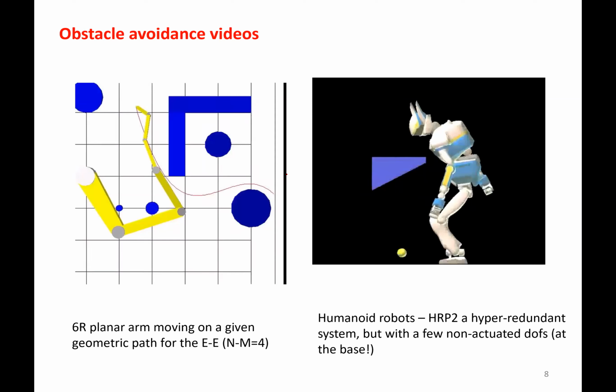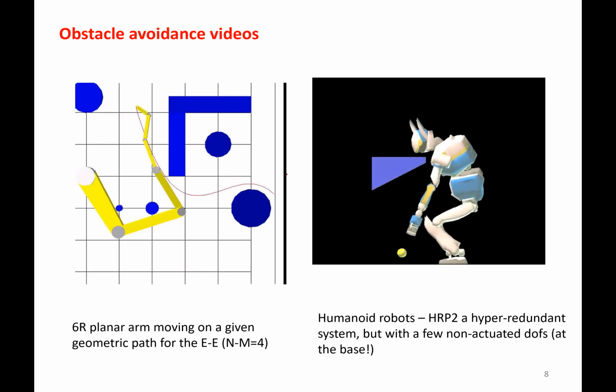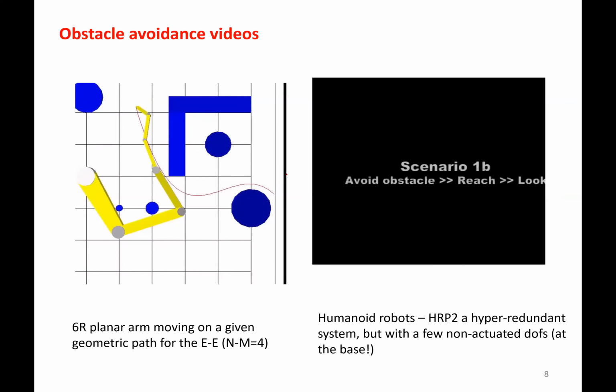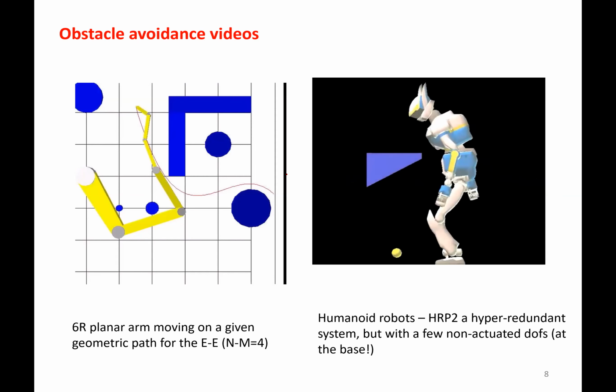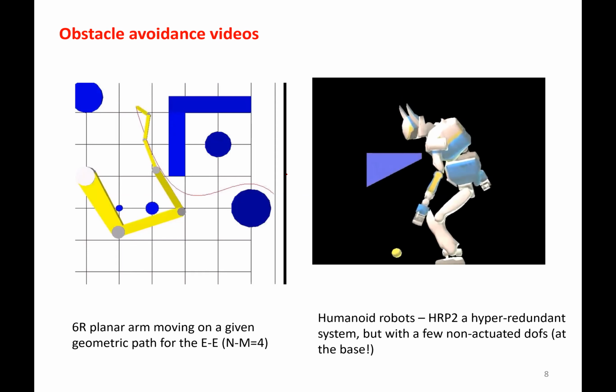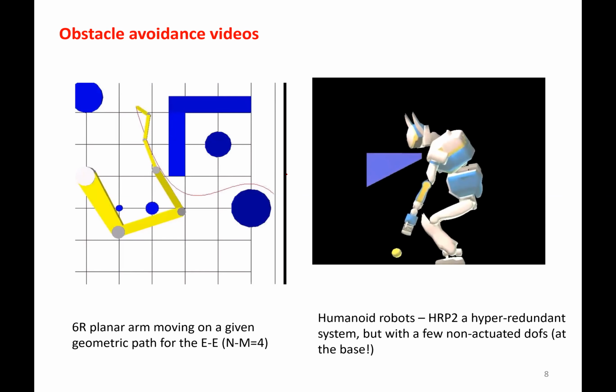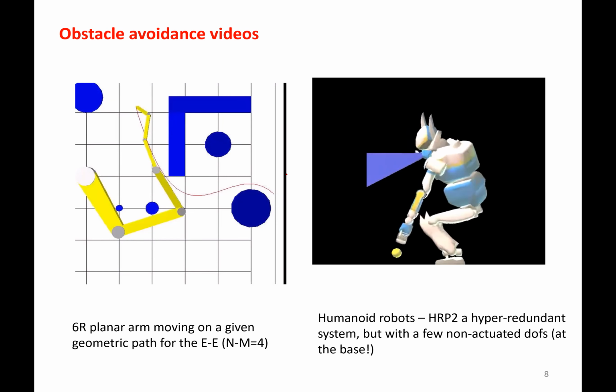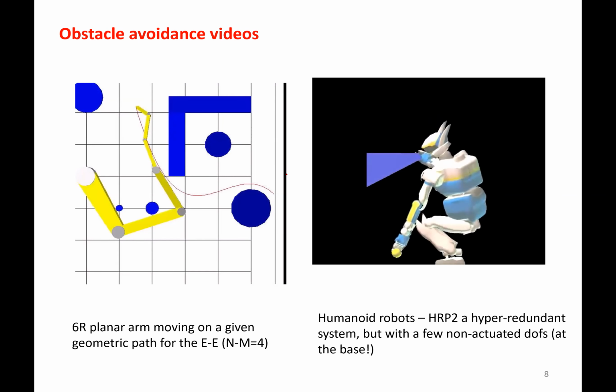Another example is a humanoid, and you can see here that a humanoid is a very redundant robot. And in addition, a humanoid is underactuated, so it has some degrees of freedom that are not actuated, like the one at the base. And you see that you can exploit redundancy to achieve a task and avoid an obstacle. And in this case, the task is to reach the ball.